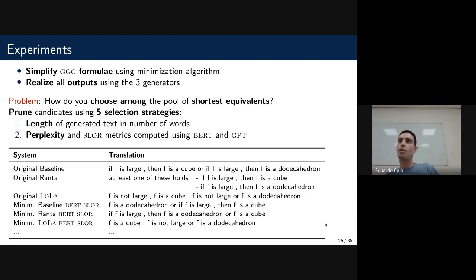So here, to clarify a little bit, I put some examples coming from all the systems that we have after the pruning. If you count, we have 5 selection strategies, 3 systems. And if you combine them, 5 times 3, we have 15 different systems, which is minimized baseline with the selection strategy, minimized Ranta, the other realizer with the other selection strategy, and so on. Additionally, we also translated the original formula without any simplification with the 3 realizers. So at the end, starting with 1 original input formula, you have 18 different realizations. And as you can see from this table, the realizations are extremely different, but all of these are paraphrases. All of these have the same meaning.